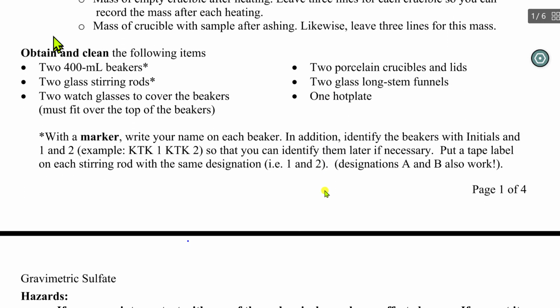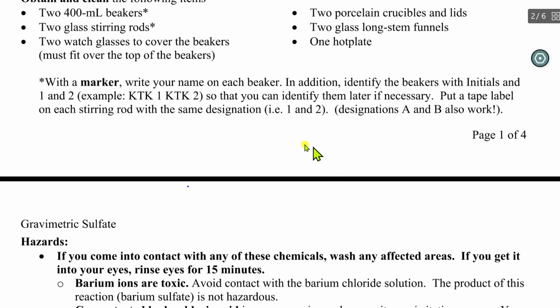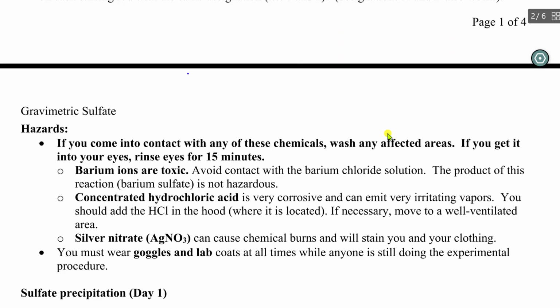There's a list of items that you have to get, but because you have unknowns and you're doing two samples at the same time, I'm going to encourage you to write some sort of identifier on the beakers, like 1 and 2 with your initials. Mine would be KTK1, KTK2. I would have that on 2 beakers, and then I would put a piece of tape on each of my stirring rods with the same designations. If you want, you can do A and B as well.